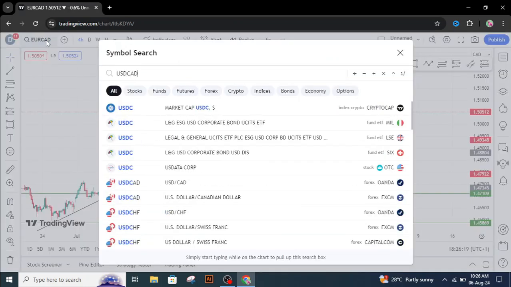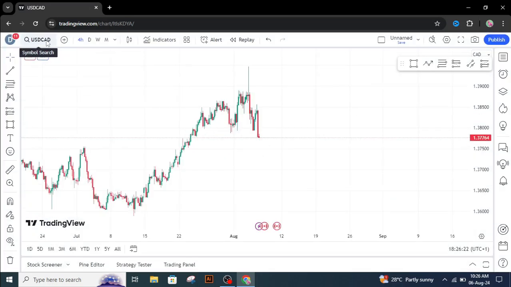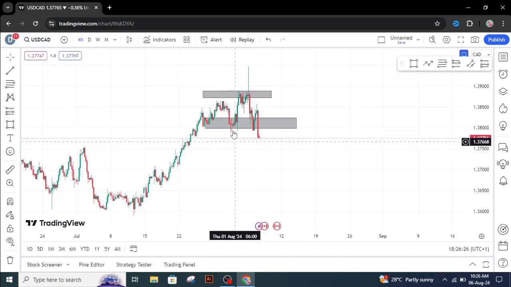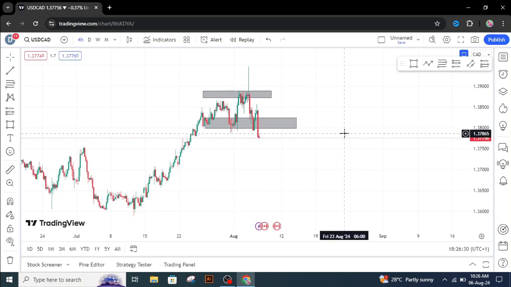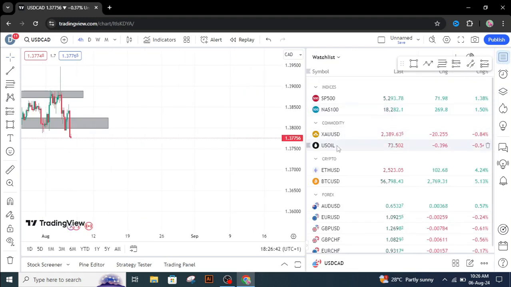You will see that they will be dropping because US oil is about to probably go boom. Okay, so you want to pay attention to that. You can see the bearish move on every pair that has to do with the Canadian dollar. You can see them showing that strong momentum to the downside, bearish momentum to the downside, and you want to consider that.